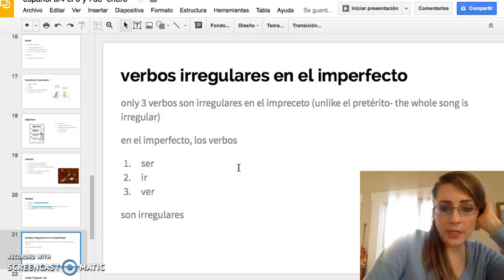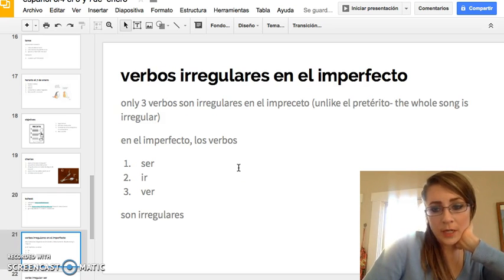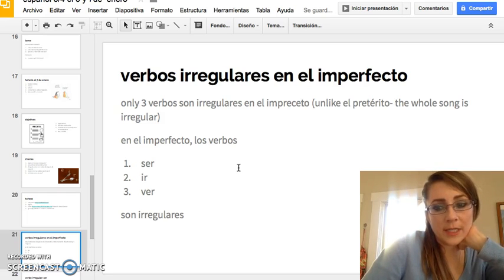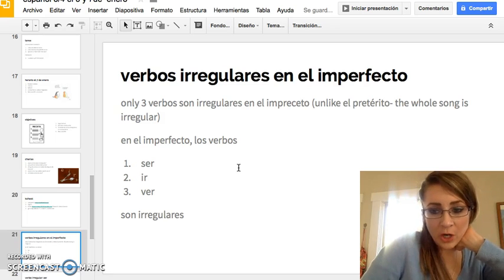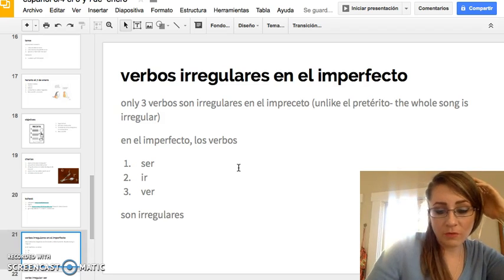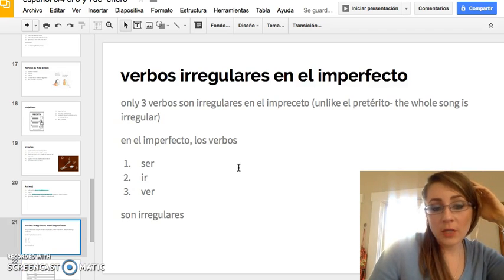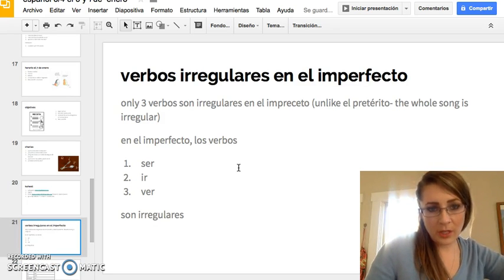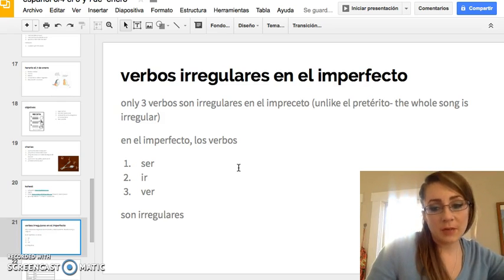Solamente 3 verbos son irregulares en el imperfecto. Unlike el pretérito, hay muchos verbos irregulares. The whole song we sang, we vine de raíz aquí, that song, all of those are regular, right? And none of them have accents. But in el imperfecto, solamente hay 3 verbos, ser, ir y ver, y nada más. Okay, so vamos a hablar de estos verbos. Conjugaciones en el imperfecto are much easier than they are in the preterite overall. The problem is that understanding when to use it is harder. So preterite conjugating is harder, understanding when to use is easier, imperfect is the opposite.